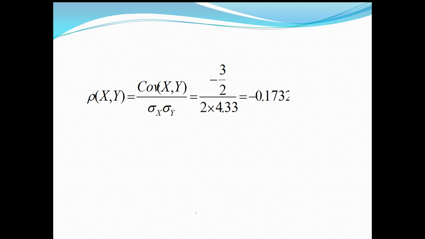Therefore the correlation of xy is equal to covariance of xy divided by standard deviation of x into standard deviation of y. Substituting all the values which we got previously, minus 3 by 2 divided by 2 into 4.33, that is equal to minus 0.1732. So this is about solving problems on joint distribution, marginal distribution, expectation of x and y, covariance of xy, and correlation of xy.